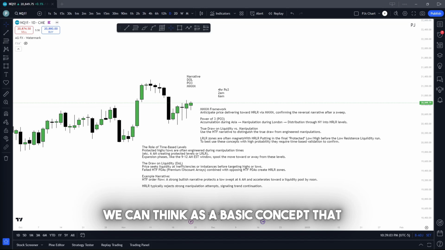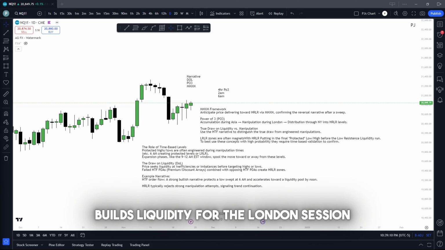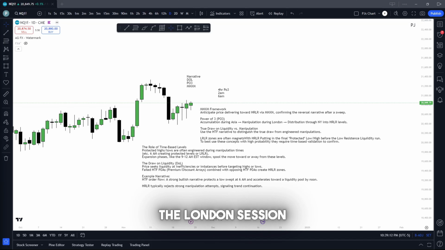So we can think as a basic concept that the Asian session builds liquidity for the London session. Then the London session either responds from liquidity from a previous day, previous week, and then continues in the New York session. You have to understand what high time frame level you're delivering from, when, where, and why to have the best results. To understand where price is going, you have to understand the draw on liquidity, and price seeks liquidity at inefficiencies or imbalances before targeting specific highs or lows.